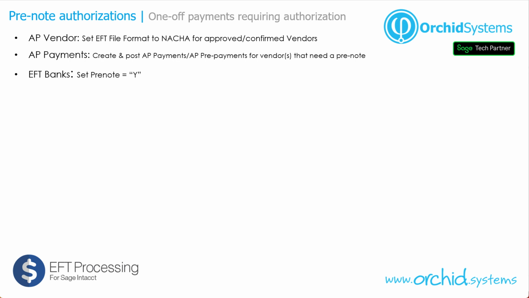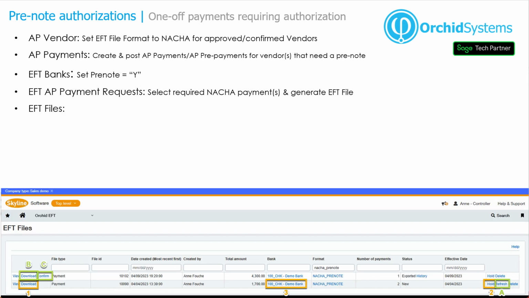So go to the EFT banks and on your file format set the pre-note option to yes. Then when you go to EFT AP payment requests, you would select those payments that you want to include in the pre-note file and generate the file. And then on your EFT file list, you would download the file, then upload it into the bank, and straight away hold the file so you know that this file has been uploaded to the bank, but you're waiting for confirmation.